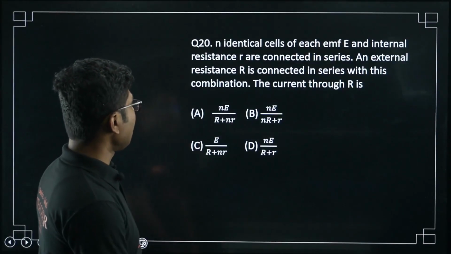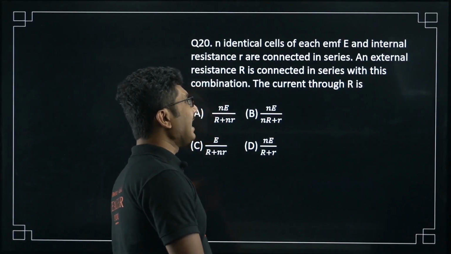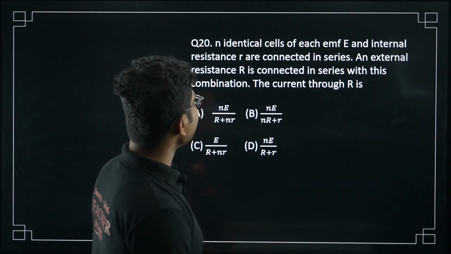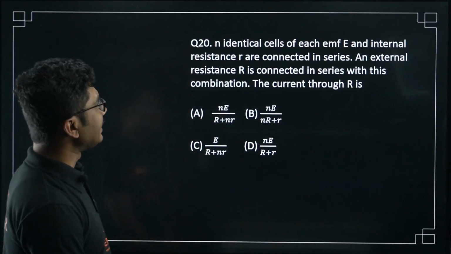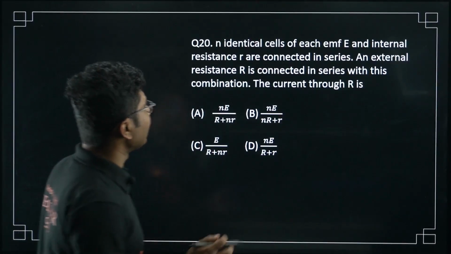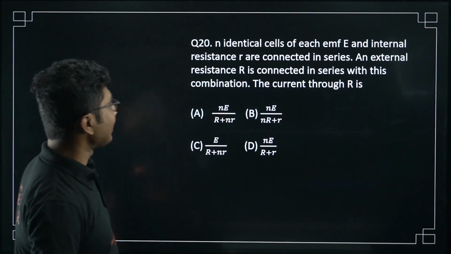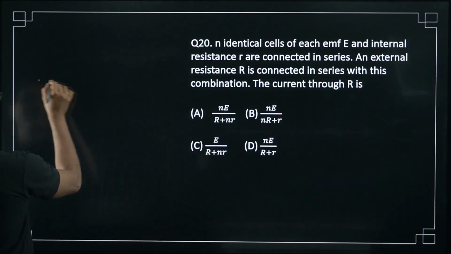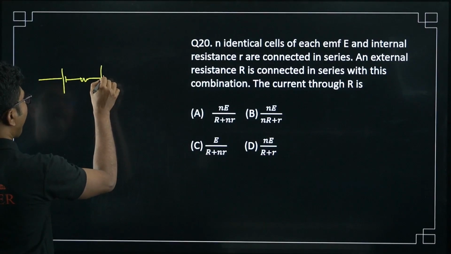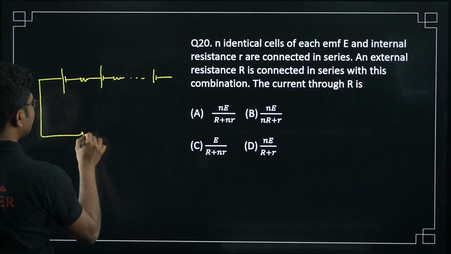Right, now question number 20. N identical cells, each of EMF E and internal resistance r, are connected in series. An external resistance R is connected in series with this combination. Then the current through R is? So how many cells are there? N identical cells, each of EMF E and internal resistance r, connected in series. So definitely all of them are connected in series, and there is an external resistance R.